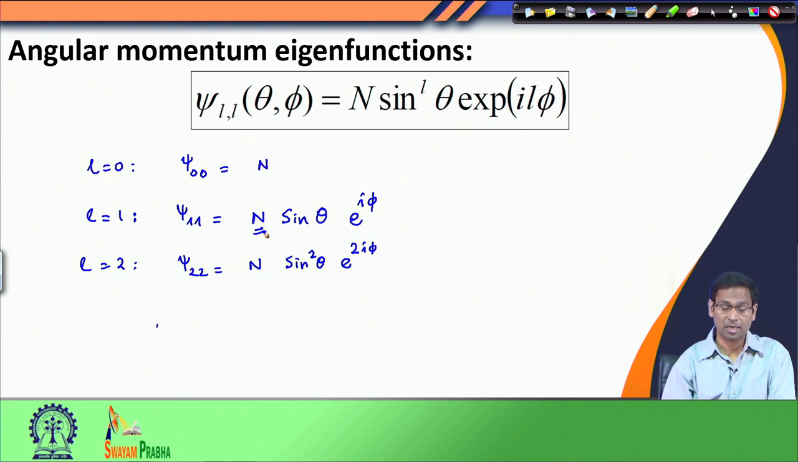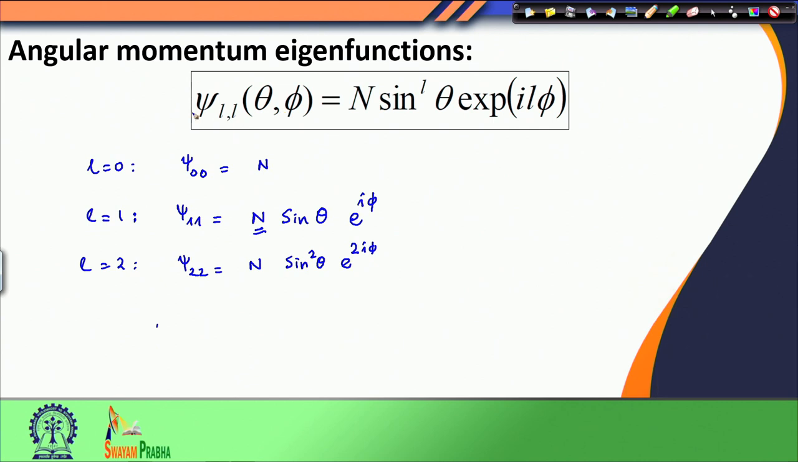And another important thing is that we are still getting only psi ll. This is the functional form of one of the 2l plus 1 eigenfunctions corresponding to angular momentum L. So, what about the rest of the angular momentum eigenfunctions?